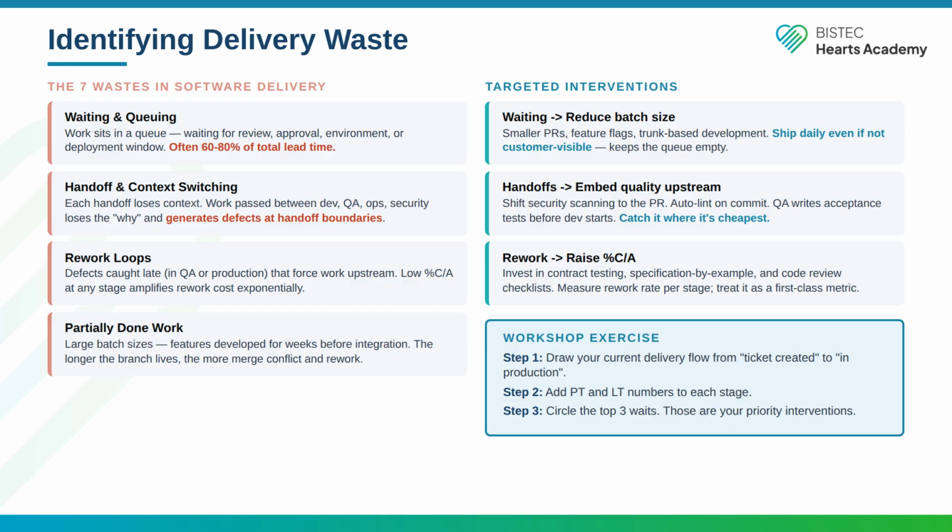Overprocessing is gold plating. Elaborate processes, mandatory reviews for trivial changes, sign-offs that do not add value. Inventory is work in progress that is not flowing. The ticket sitting in review for a week. Motion is friction in the toolchain, needing to log into 3 systems to understand why a build failed. Defects are the most expensive waste. Rework, incidents, rollbacks. Your value stream map should show you which waste dominates. Fix the biggest one first. Do not optimize the others until the bottleneck moves.